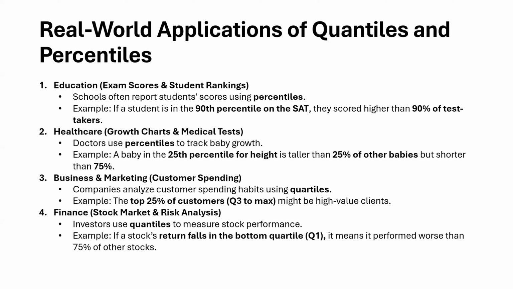Let's take the example of healthcare: growth charts and medical charts. Doctors use percentiles to track baby growth. A baby in the 25th percentile for height is taller than 25% of other babies but shorter than 75%. So these are a few examples.